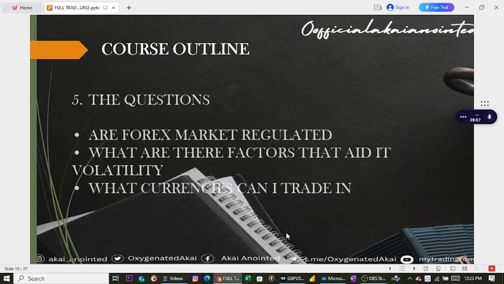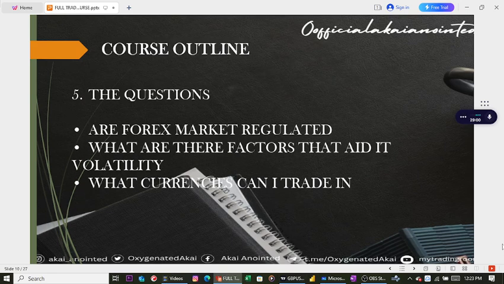Now we have the question: are forex markets regulated? Yes, they are regulated. All brokers are regulated. So any broker you want to use, make sure you know which country is regulating their trading activities. The country in which they are registered is the country that will regulate what they do. Some countries have strict rules when it comes to forex trading because of manipulation. If you're trading with brokers in the US, you're more safe because they regulate the forex industry extremely well to avoid exploitation.